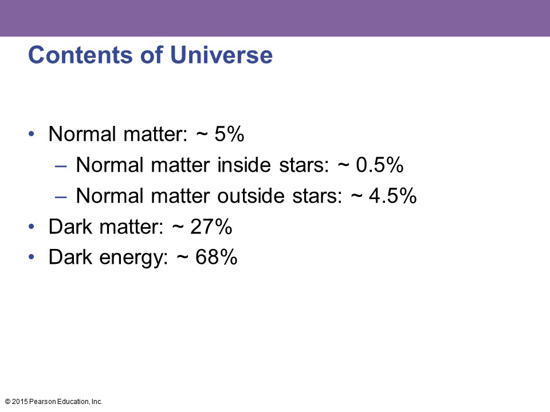So here's the content of the universe. It comes down to normal matter being less than or equal to about 5% of what we have out there. Normal matter inside the stars, and normal matter outside is 4.5. Dark matter, on the other hand, might be as high as 27% of our universe, and dark energy 68%. So it makes sense that we should be able to detect these things, right? Now we'll see.